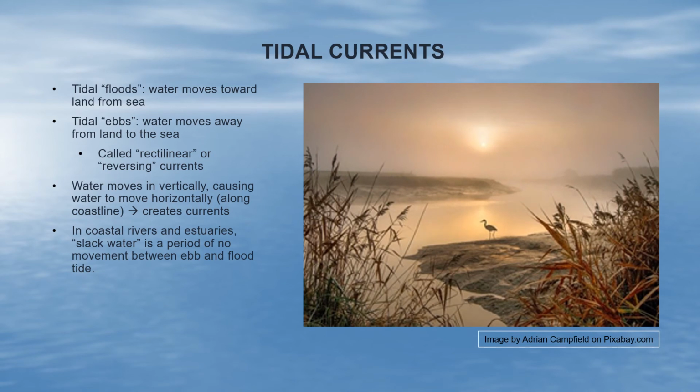So when you have the tide coming in, that's called a tidal flood. And the floods occur when water moves towards the land from the sea. So that means the moon is over that part of the Earth's surface. And then a tidal ebb is what happens when the water is moving away from land out to sea. So that means the moon has moved away from that part of Earth's surface.